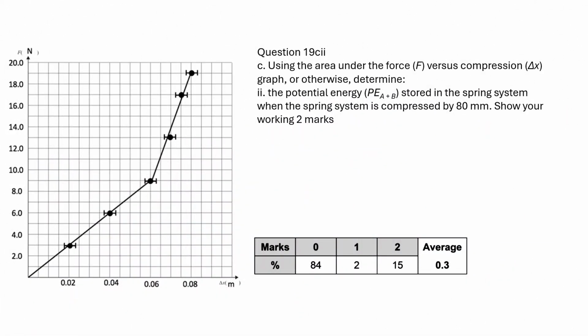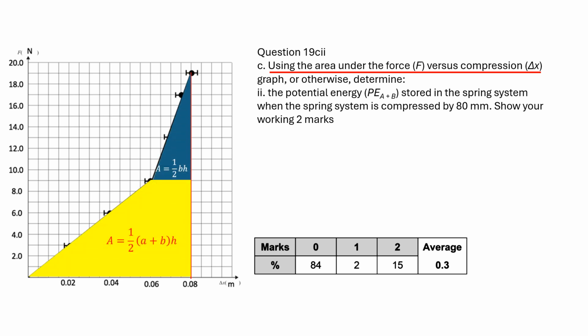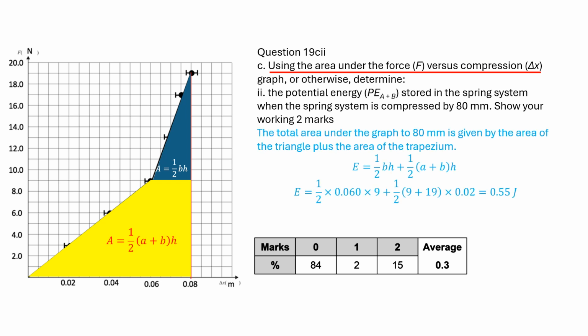The keywords are using the area under the force versus compression graph. So don't use the spring potential energy equation to calculate the PE of springs A and B. When the springs are compressed by 80 mm, the area under the curve contains 1 triangle and 1 trapezoid. The PE of springs A and B is the sum of them.